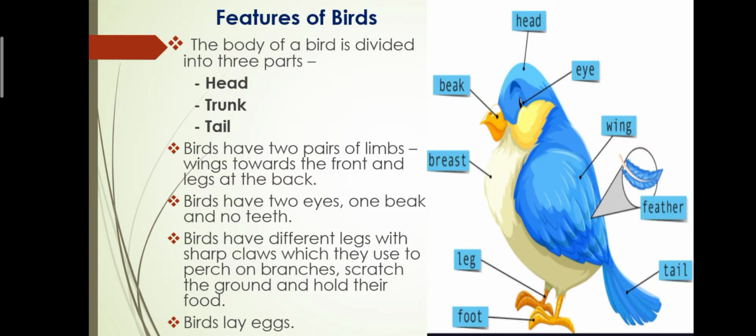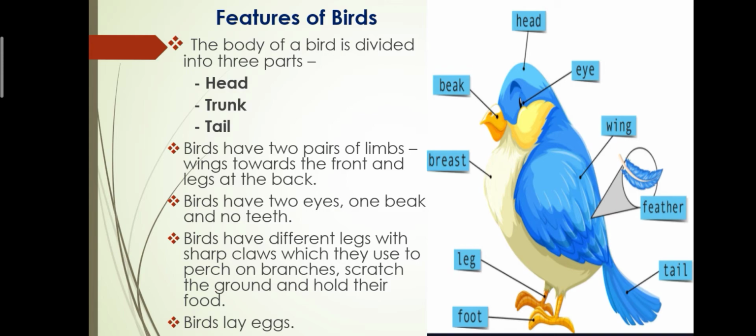Now, the features of birds. The body of a bird is divided into three parts: head, trunk, and tail. In this picture, you are able to see head, beak, breast, leg, foot, eye, wing, feather, and tail. Birds have two pairs of limbs: wings towards the front and the legs at the back.